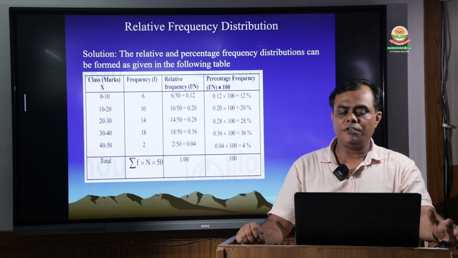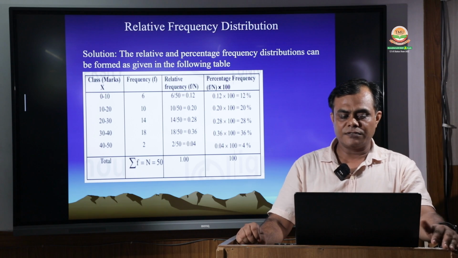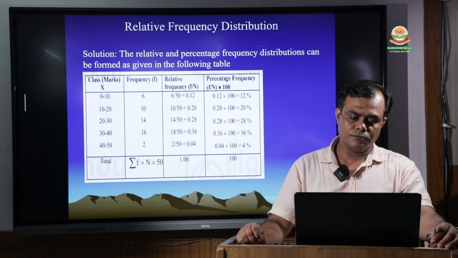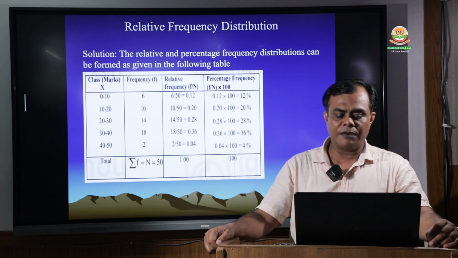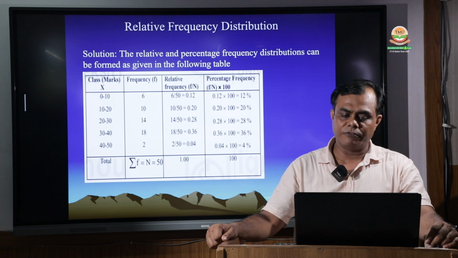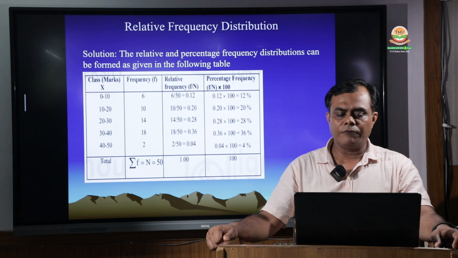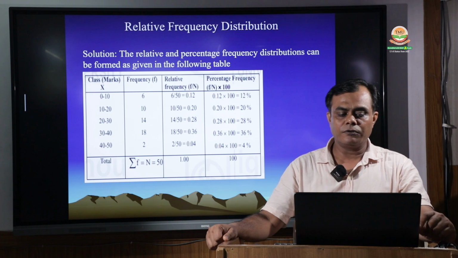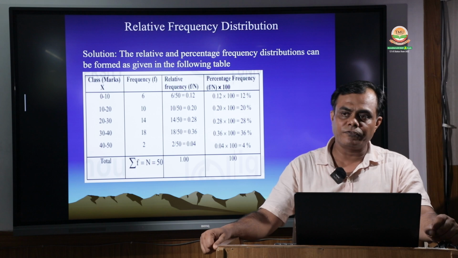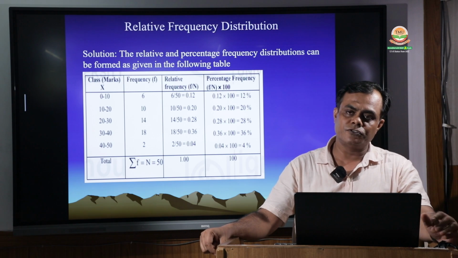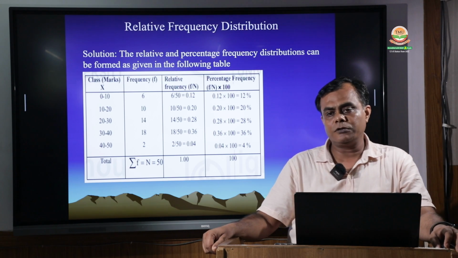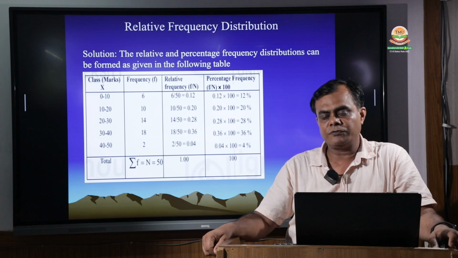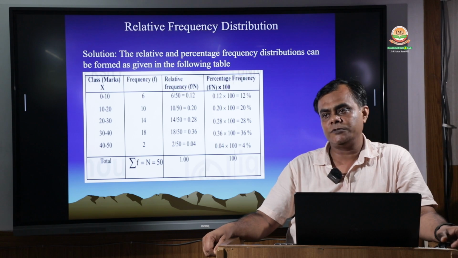So the relative frequency is 6 divided by 50, which is equal to 0.12. Here we get the relative frequency by dividing a frequency by the data size. For the first class interval the frequency is 6 and the data size is 50, so 6 divided by 50 is 0.12. So 0.12 means the relative or percentage frequency is 12% for the class interval 0 to 10.